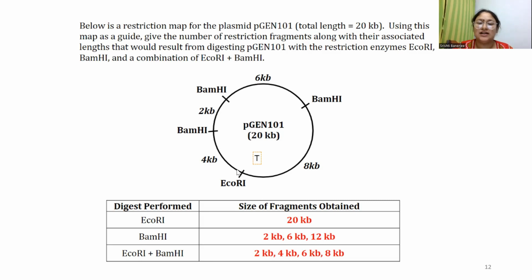So BamH1 must cut in places which will overlap with the EcoR1. So if you place one cut site here, one cut site here, and one cut site here, then you have these fragments, which were already told to you. So just directly you have to see that one will be of 4 kb, one will be of 2 kb, one will be of 6 kb, and one will be of 8 kb, when we are considering both BamH1 and EcoR1. Does that make sense?